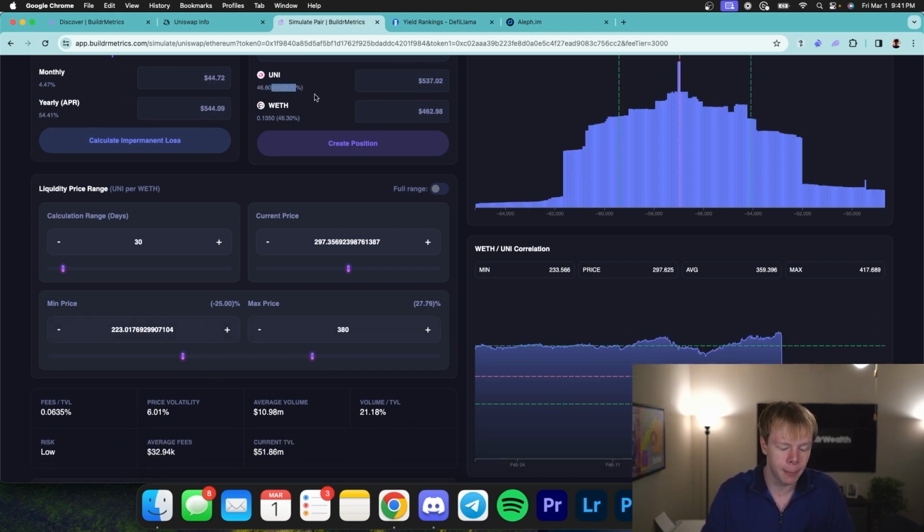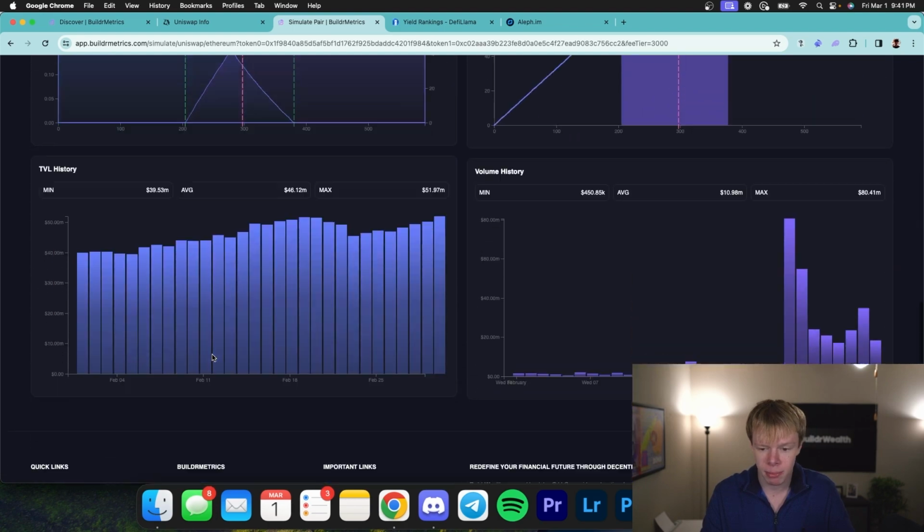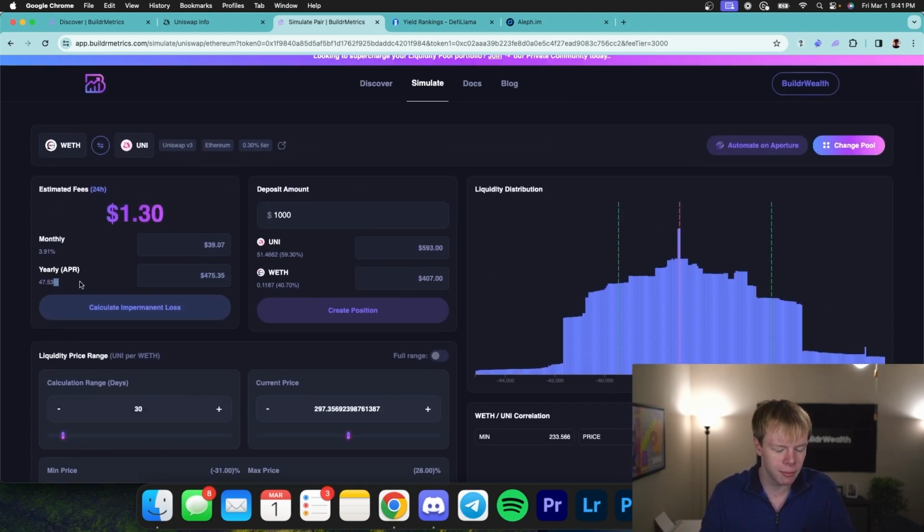I'm also looking at asset composition. I'll probably do about 60% Uni. Again, I do think Ethereum is going to have its little run before the entire bull market kicks in. But yeah, we look at this, and you can see that's doing a 47% APR.